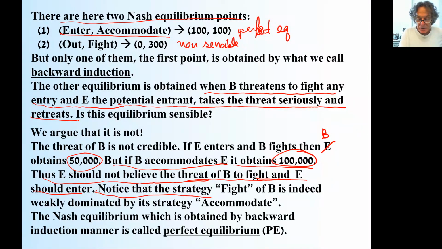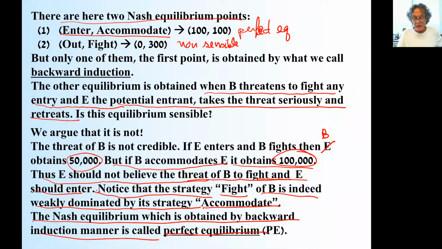Notice that the strategy fight of B is indeed weakly dominated by its strategy accommodate. The Nash equilibrium, which is obtained by backward induction, is called perfect equilibrium, PE. And I want to emphasize, it is applied only to dynamic games where players play sequentially.